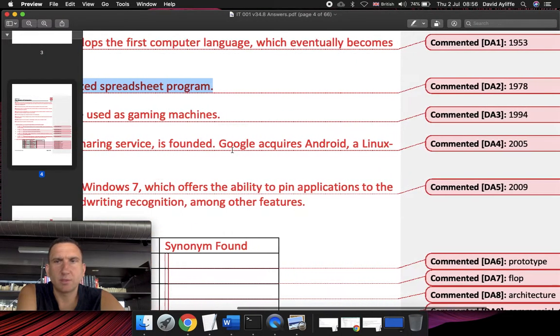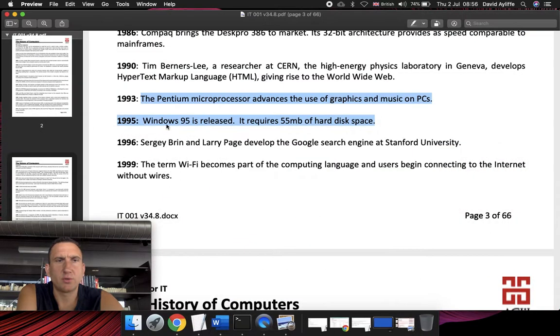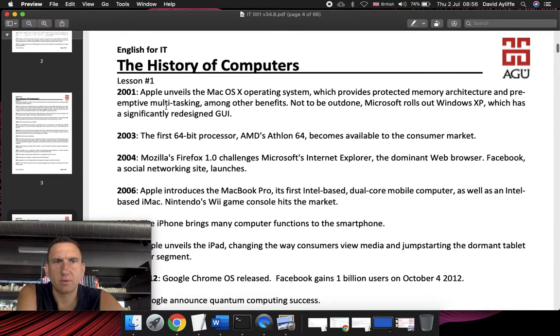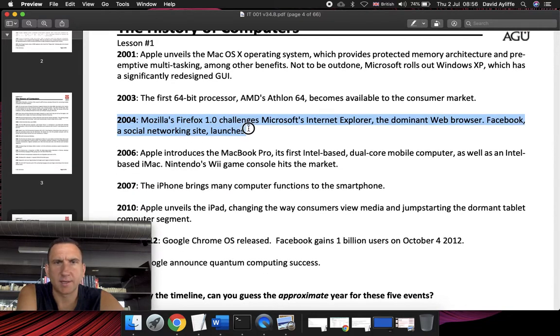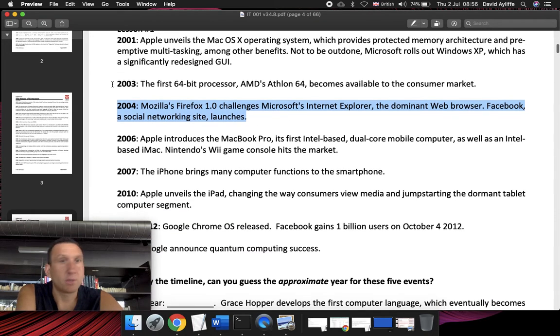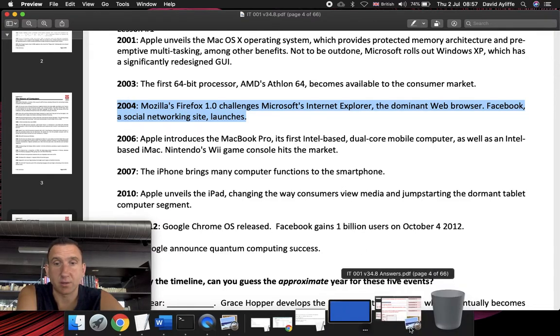YouTube was founded in 2005. Now we're getting into the internet era. In 2004, Firefox is released. Facebook started. So it makes sense that it happened after this date, probably not much after this date. So 2005 makes a lot of sense.